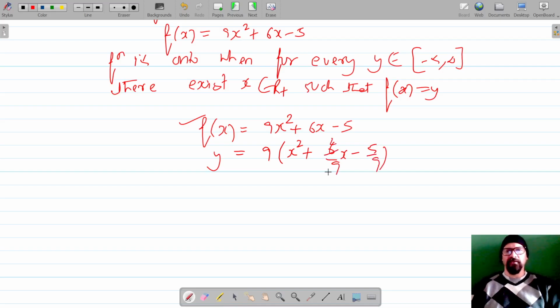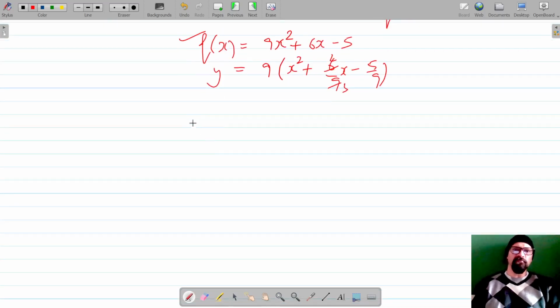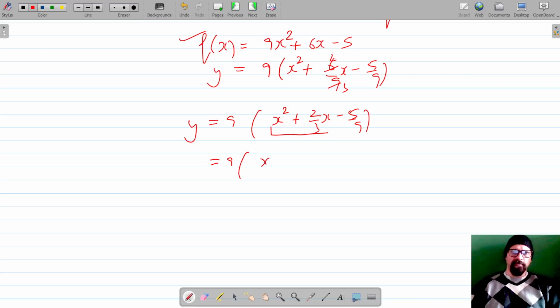So this is 3 to the 6, 3. So finally we have y is equal to 9 times x squared plus 2 by 3x minus 5 by 9. Okay, so we are going to change this into a plus b the whole square.